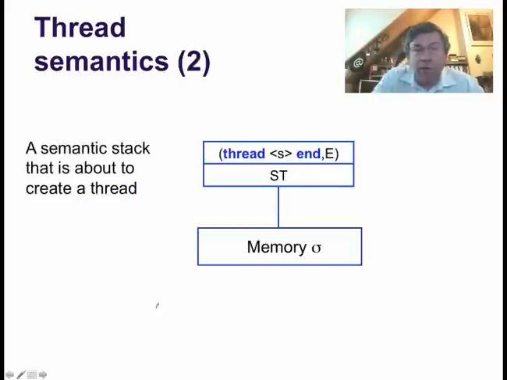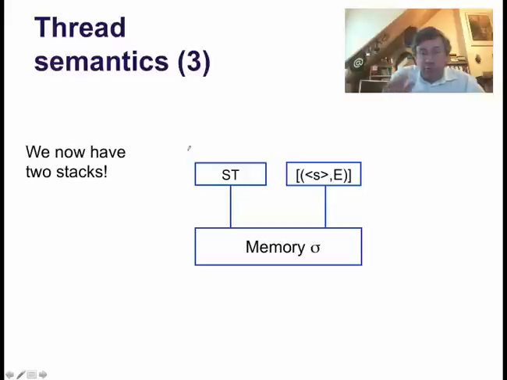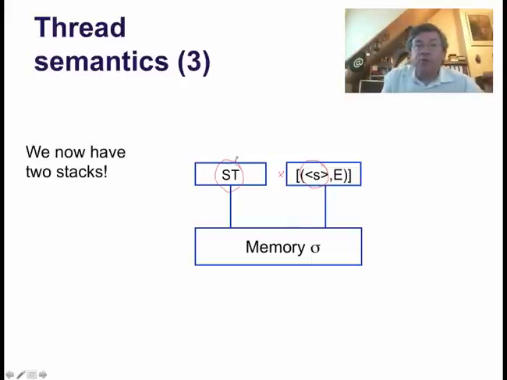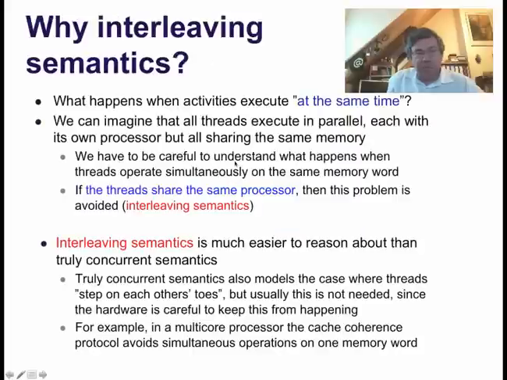So let's take a look now at the rule that the thread instruction does. So here we have a semantic stack with a thread instruction on top. It's about to create a new thread. And when it executes, applying the rule for threads, it will create a new semantic stack with the instruction S, which was in the thread, and then the original semantic stack with the instructions below the thread will remain. So we have now two semantic stacks.